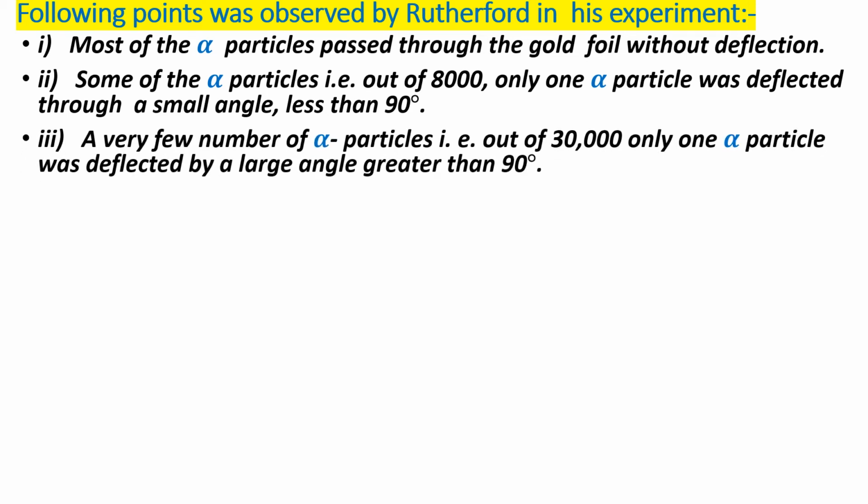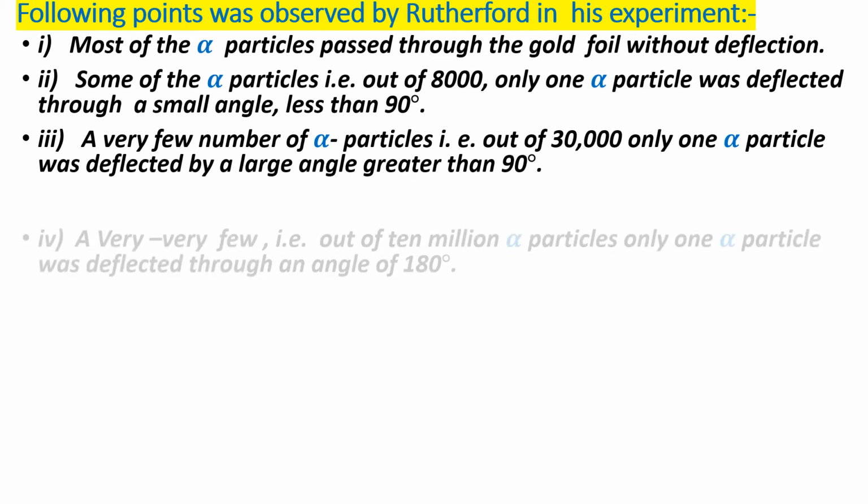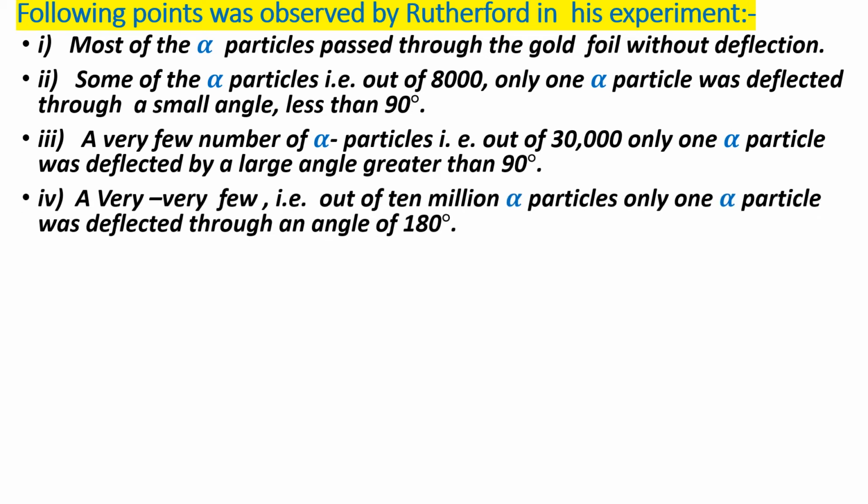Third point, a very small number of alpha particles, that is, out of 30,000, only one alpha particle was deflected by a large angle, that is, greater than 90 degrees. And a very few, that is, out of 10 million, only one alpha particle was deflected through an angle of 180 degrees.